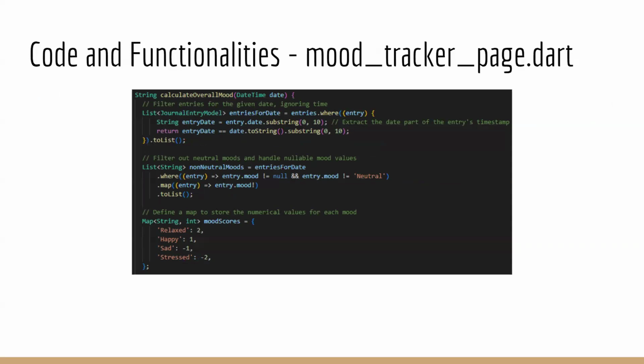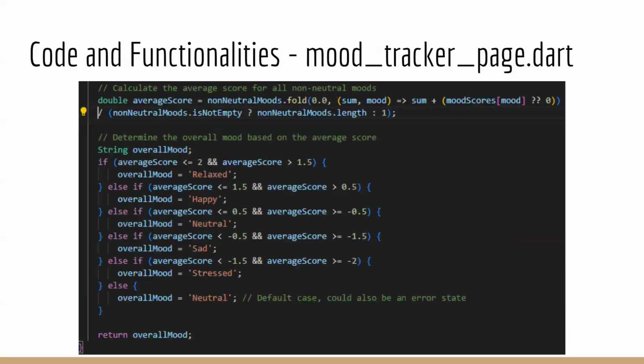It'll filter by entry date. So it'll take the actual date, take all the entries for that day, and put them in a list. It'll check to see if they're either relaxed, happy, sad, or stressed. It will filter out neutral ones, so it won't count them in the calculation. And then depending on the average score, it'll give you an overall mood of relaxed, happy, sad, or stressed. Then here's the criteria that I have for it.